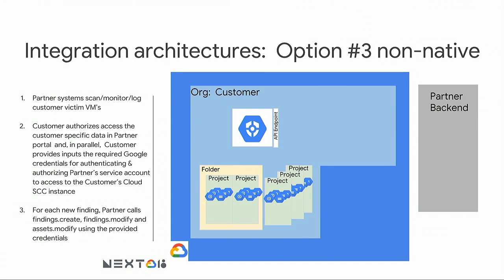And the third option is if you're not running anything on GCP and you have a completely partner back end, is again to first scan the customer's information or organization for the results that you want to run. And then through the customer, allow them to authenticate into your system, provide an API key that gives them access to the command center. And once that API key is installed on your back end, you can then write to the Security Command Center specific to that organization.